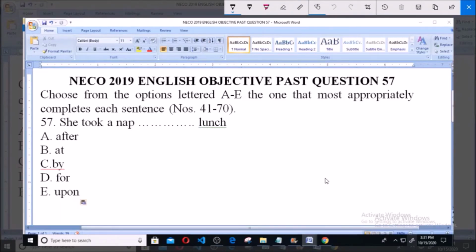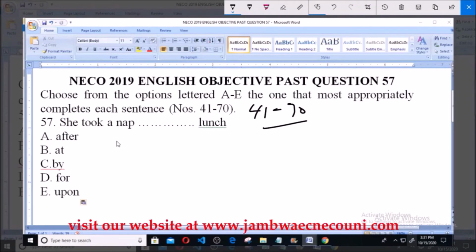Question number 57. The instruction says choose from the options lettered A to E the one that most appropriately completes each sentence. This instruction is to answer questions 41 to 70 of this English paper. In question 57, the statement says: she took a nap dash lunch.